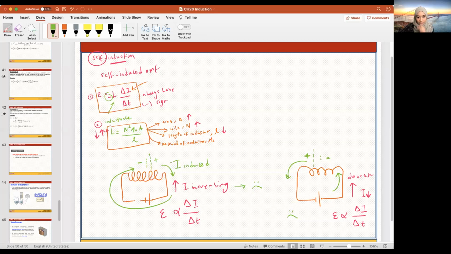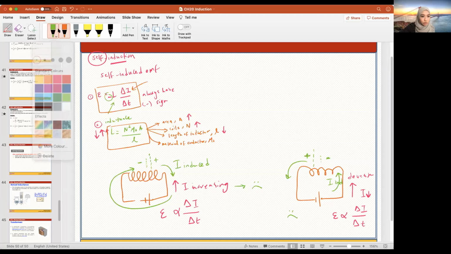Okay, so it's reversed. When I was increasing, it was like this. Now decreasing, the induced EMF is different. The induced current is also in the opposite direction. I induced. Okay, so that is self-induction.